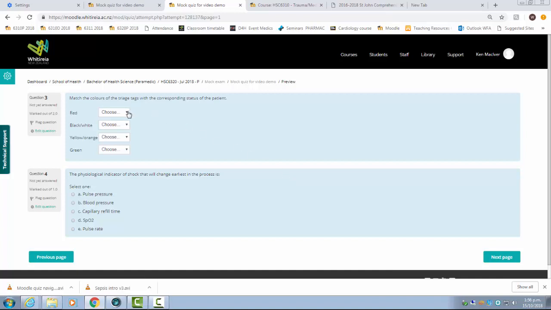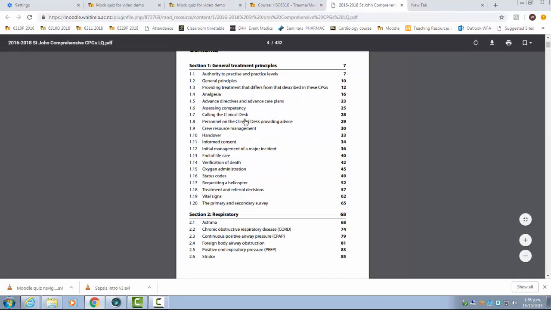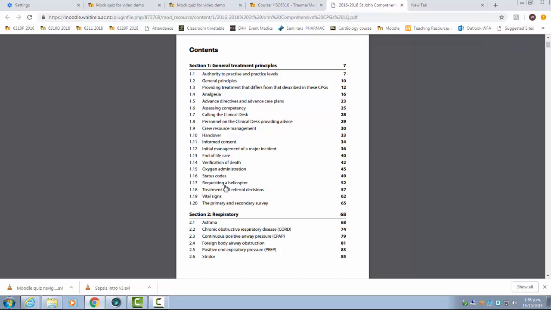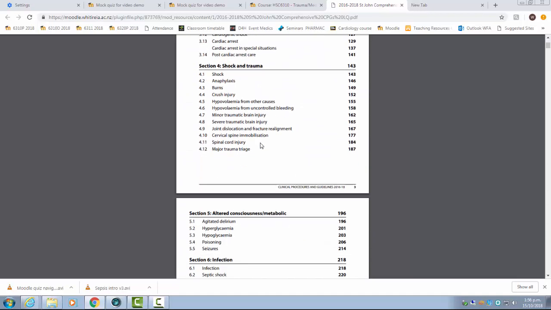So this is just a mix and match question. Match the colours of the triage tags with the corresponding status of the patient. Now actually this is where things like the guidelines will help me. So I can click to, I've got the St John Comprehensives open here, and looking down through I know that somewhere or other there is information on mass casualty incidents, and I'm just having a bit of trouble finding it. So this is where being really familiar with your guidelines is very important, and I just wonder if their layout is slightly different.